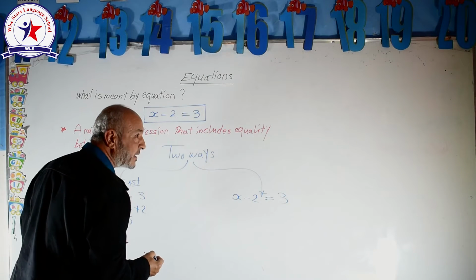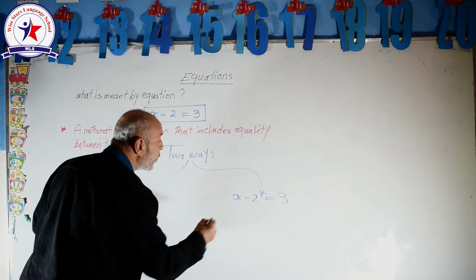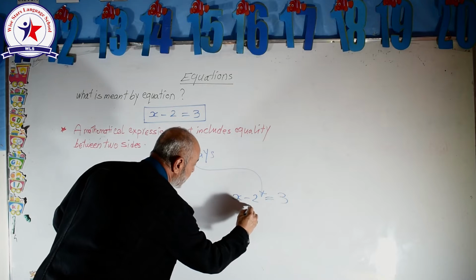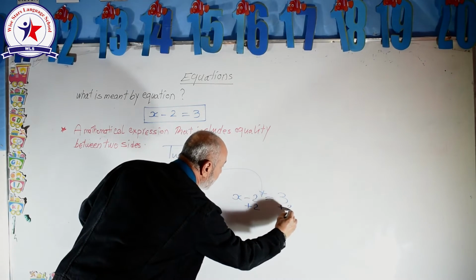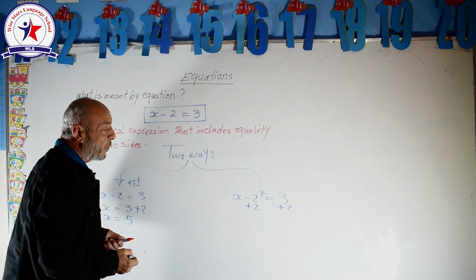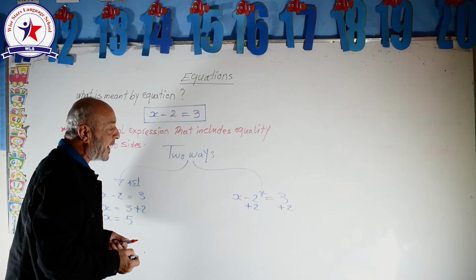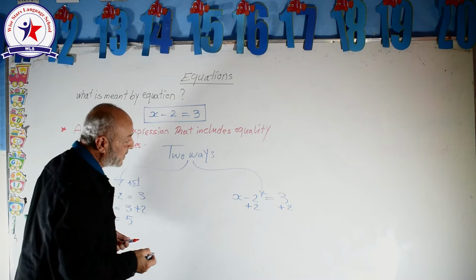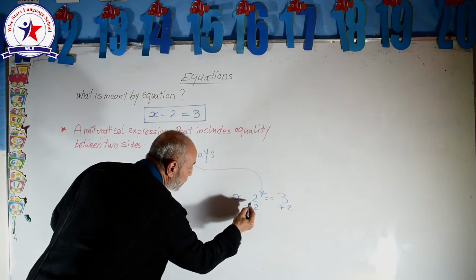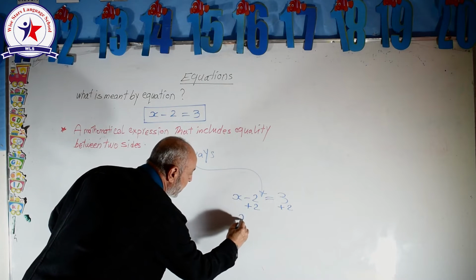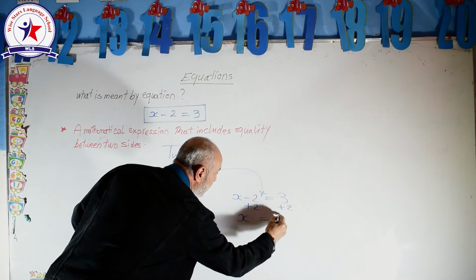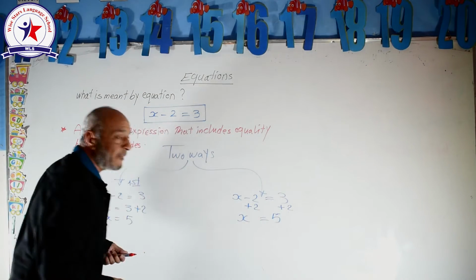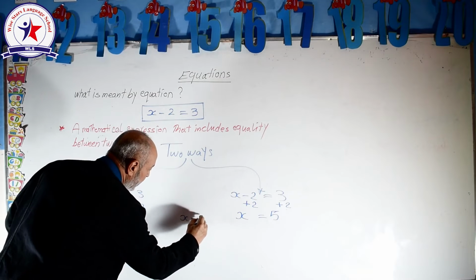The second way is like that. You apply the additive inverse for both sides, like this. Add +2 here, and the same here, because it's an equation. What you should do for the first side should be done for the second side. So -2 plus 2 will be 0. Then x is left, and here 3 plus 2 is 5. Now we have x equals 5.